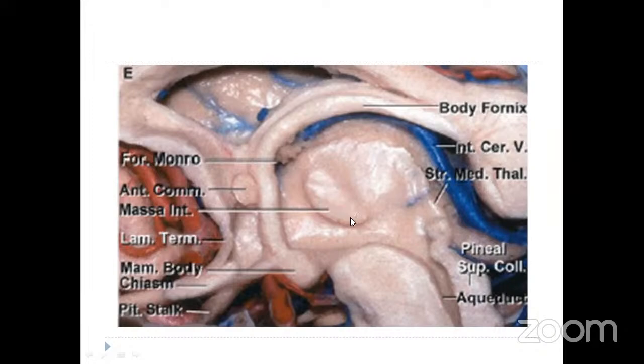This is the massa intermedia. It joins the two thalami. This is the anterior commissure, which has been shown in its relationship anterior to the third ventricle. This is the vascular structure which is showing the relationship superior to the third ventricle, the internal cerebral veins. And as you can see, posterior-inferiorly is the cerebral aqueduct, which opens into the fourth ventricle.